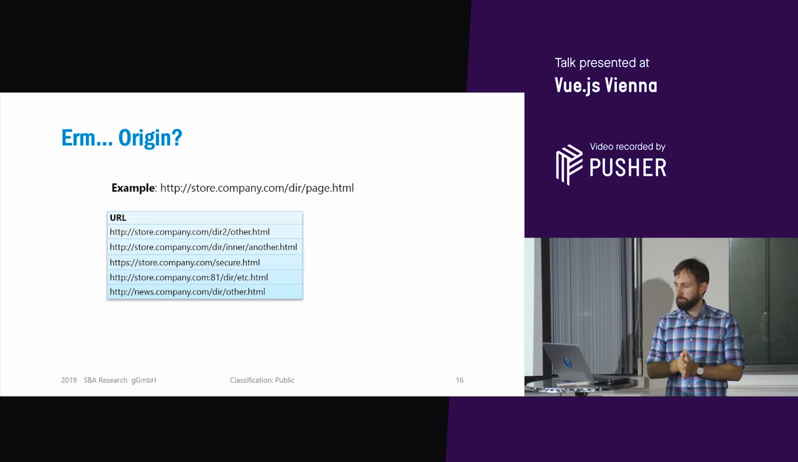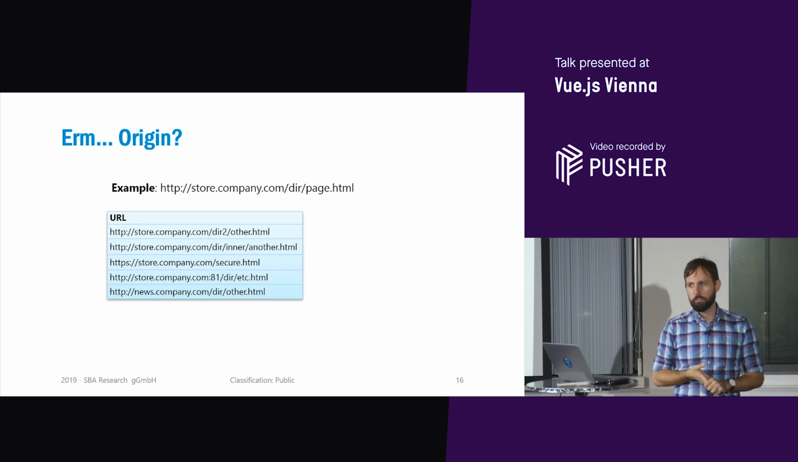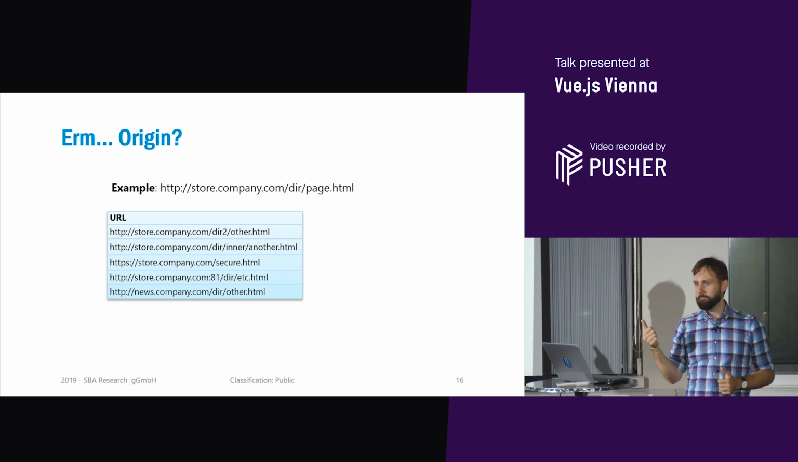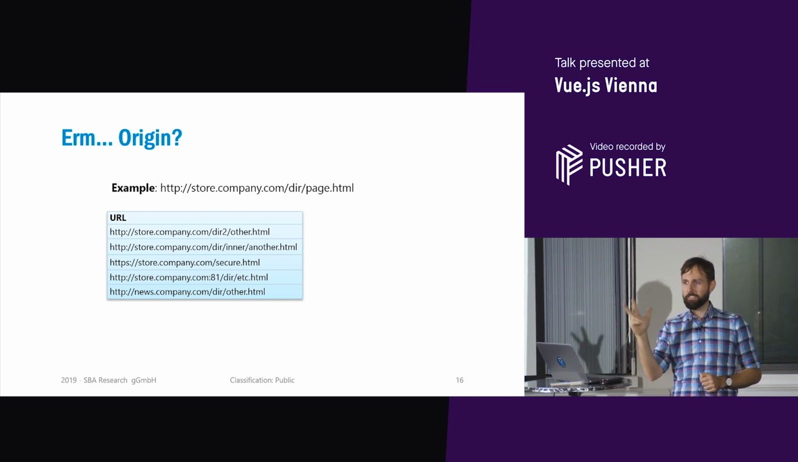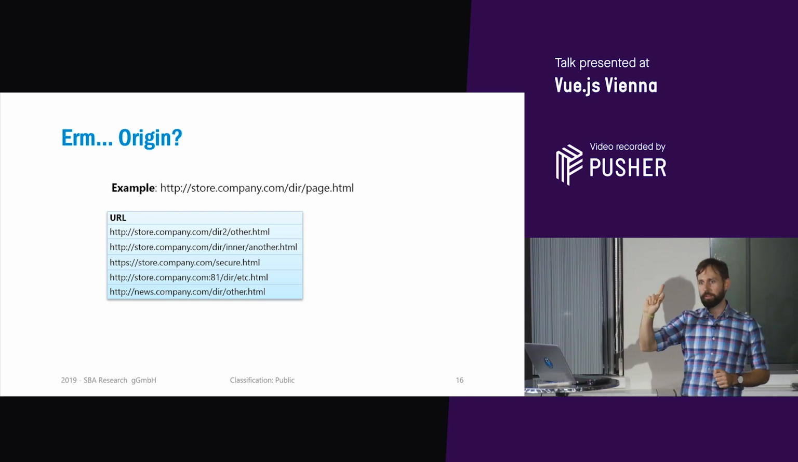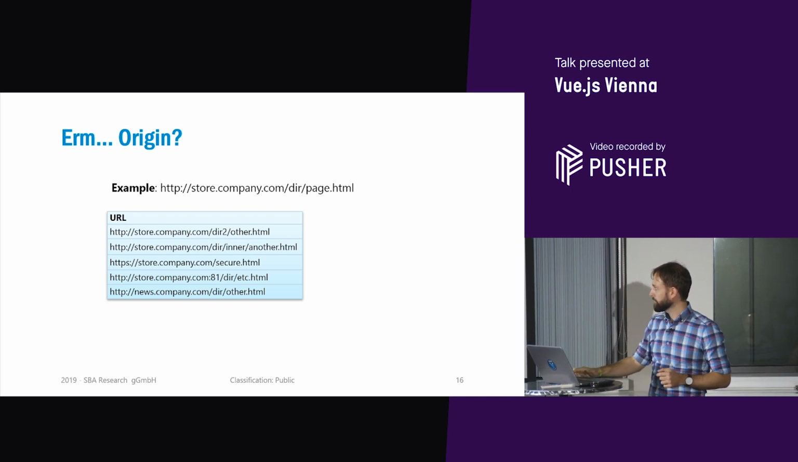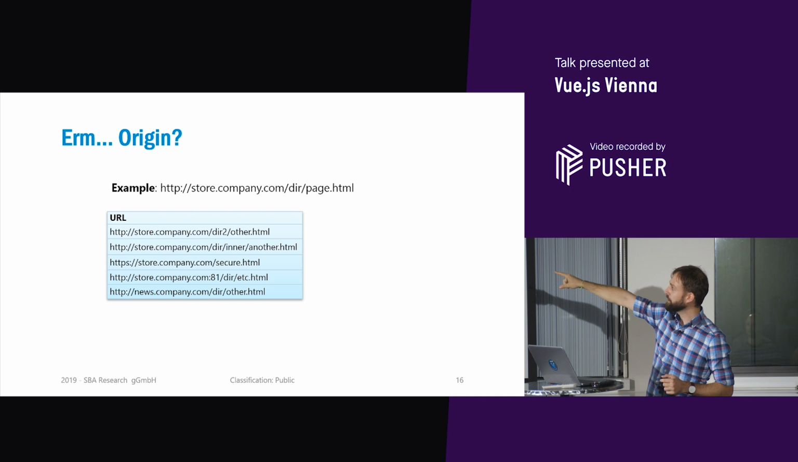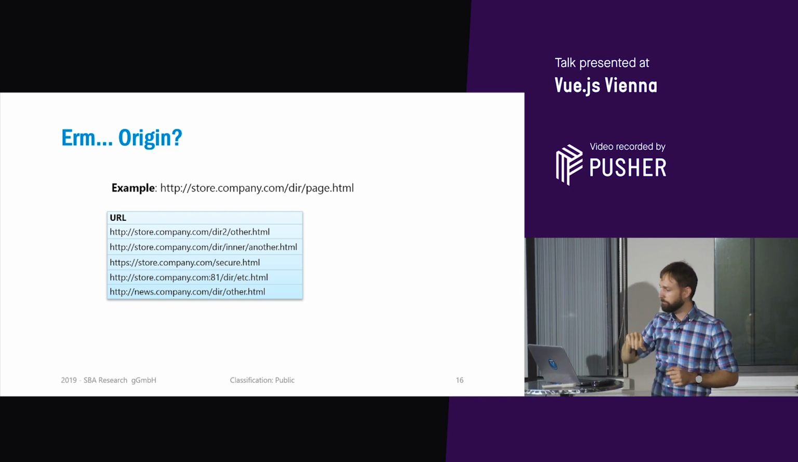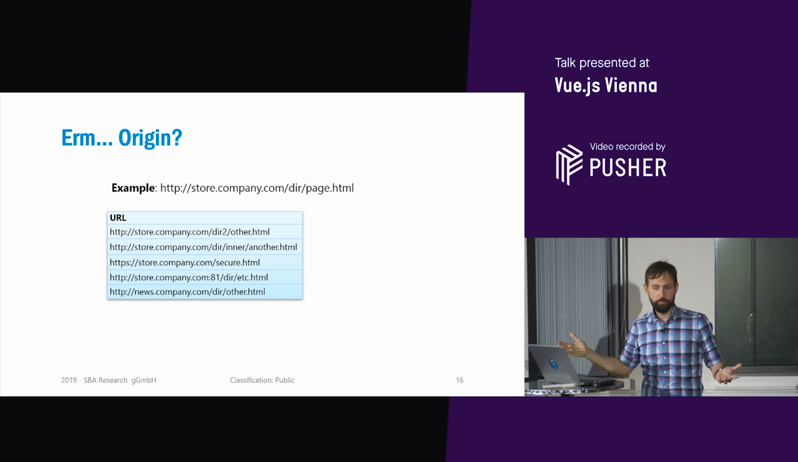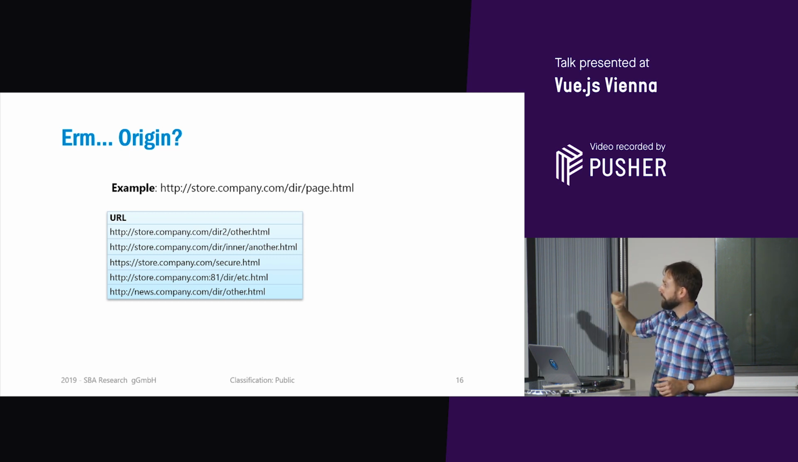What's an origin? What does the origin consist of? Who can tell me? The host or the domain, yeah. What else? There are two more things. The protocol, so protocol and port. Exactly, these three things. If one of these three things is different, it's not the same origin anymore. So look at those examples. The starting origin is storecompany.com, accessed with HTTP, which I don't recommend, by the way, for the record. So we have the first URL example.